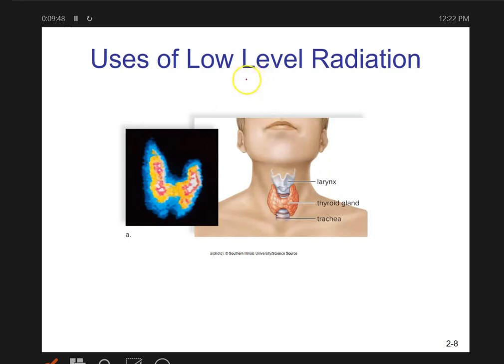All right. So here we use low-level radiations with the help of isotopes, and what we do is we use this for scanning. So this is a scan of the thyroid gland, and it's a PET scan actually, and it reveals which portions of the thyroid are active. So yellow and red are active, and the white part that you can see is indicating, of course, the presence of a tumor right here.